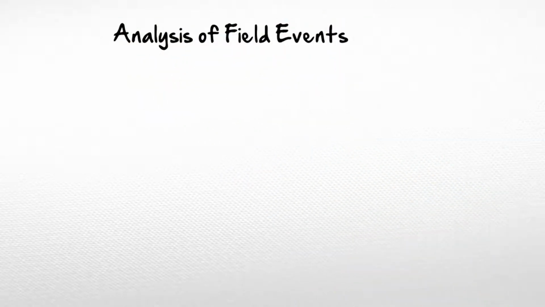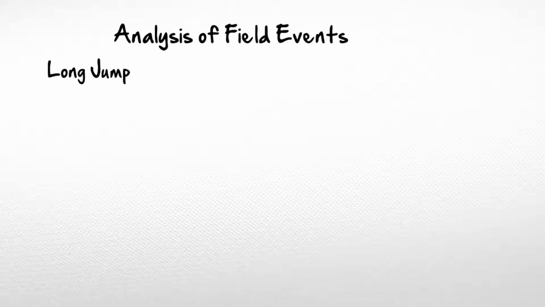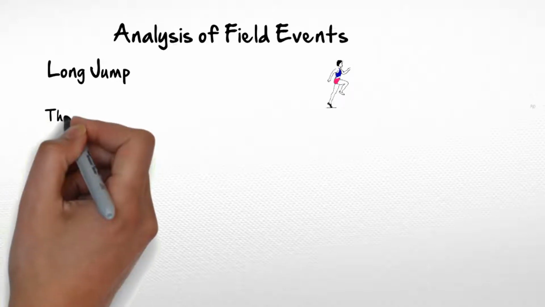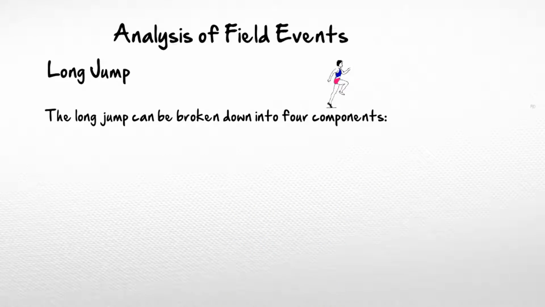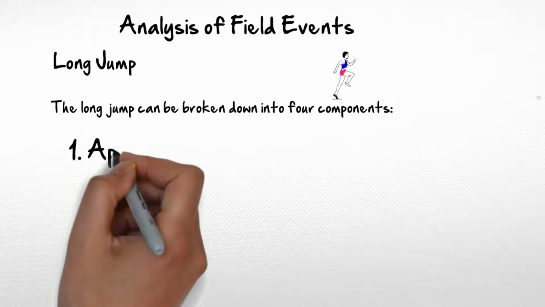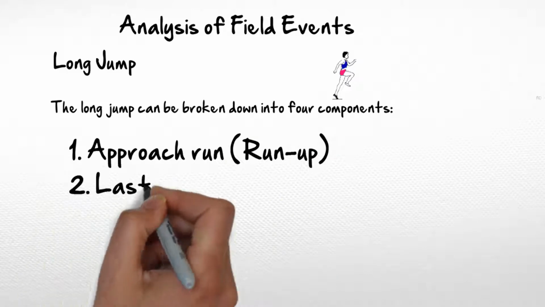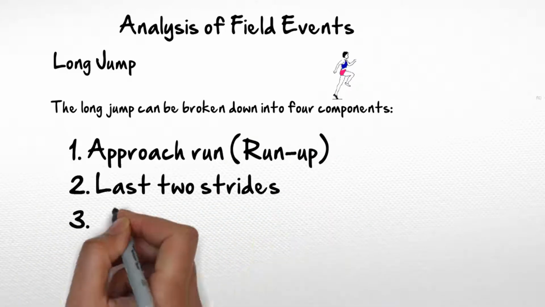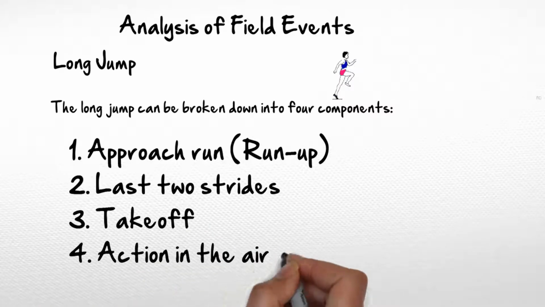Analysis of field event: long jump. The long jump can be broken down into four components: the approach run, that is the run-up; the last two strides; takeoff; and action in air and landing.